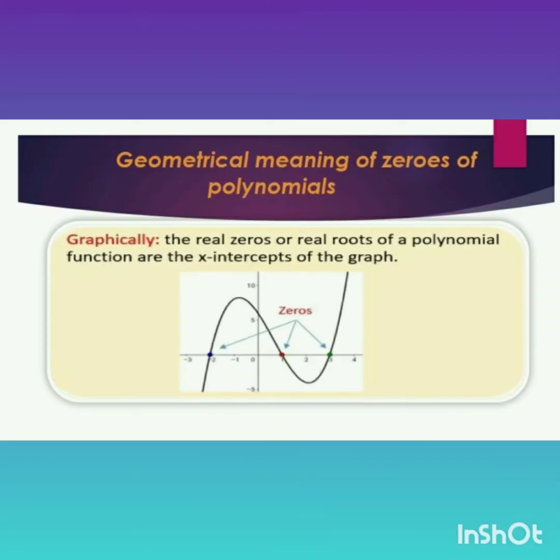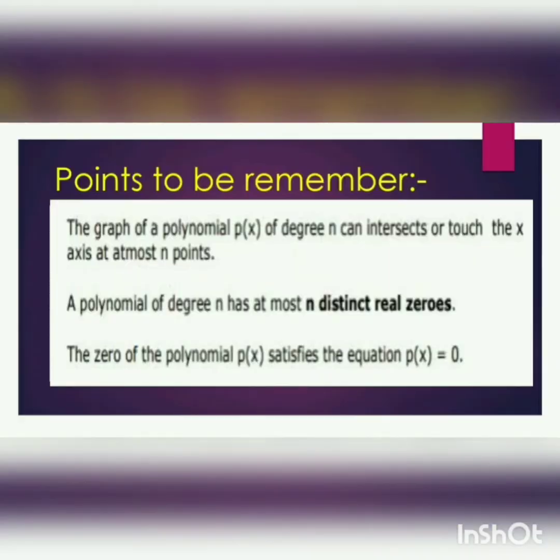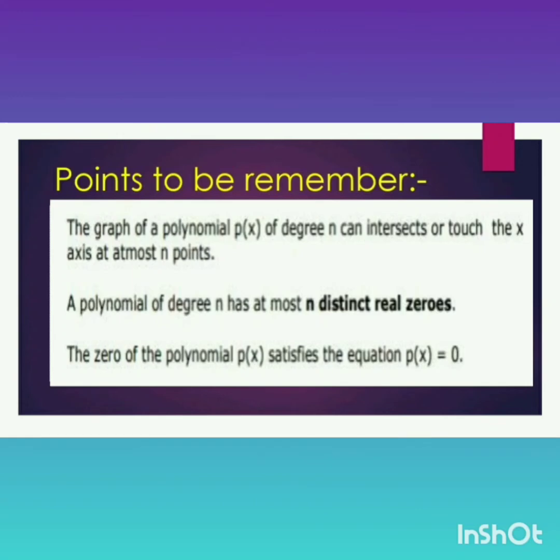Now we will see the geometrical meaning of zeros of a polynomial. Let p(x) be any polynomial, then the points of intersection of the graph y equals p(x) with the x-axis are the zeros of polynomial p(x). In this graph, you can see this graph intersects the x-axis at 3 points, meaning the number of zeros is equal to 3. So you have to remember the following points. The graph of a polynomial p(x) of degree n can intersect or touch the x-axis at most at n points. A polynomial of degree n has at most n distinct real zeros.